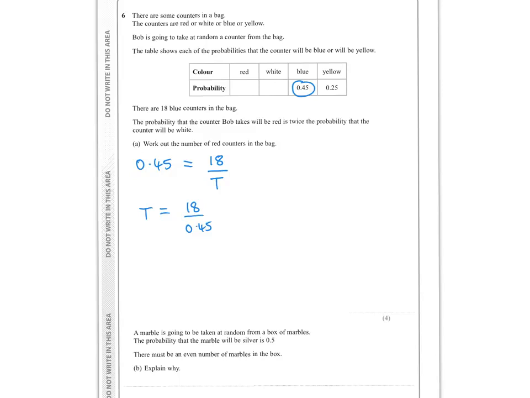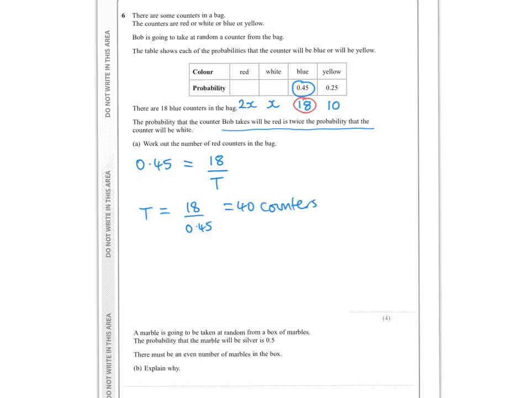So 18 divided by 0.45, that gives me 40 counters. So I now know that there's 18 here. Yellow, well, that's a quarter of them, so there's 10 counters that are yellow. It also says that the probability that the counter Bob takes will be red is twice the probability that the counter will be white. So in terms of numbers, we're going to have x white counters and 2x red.